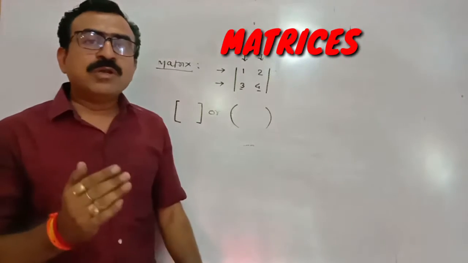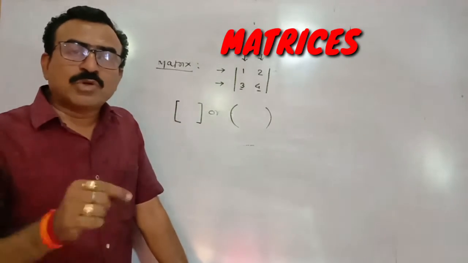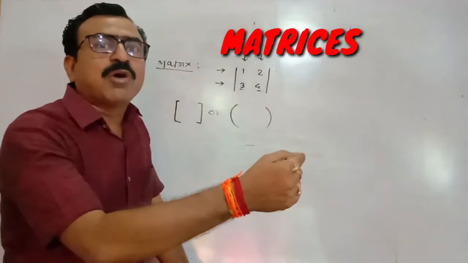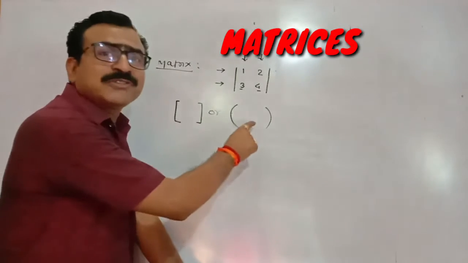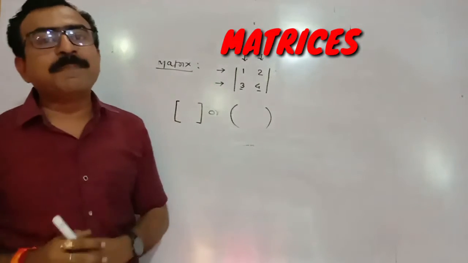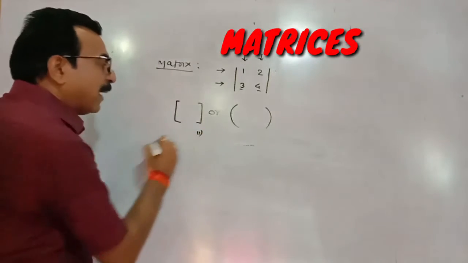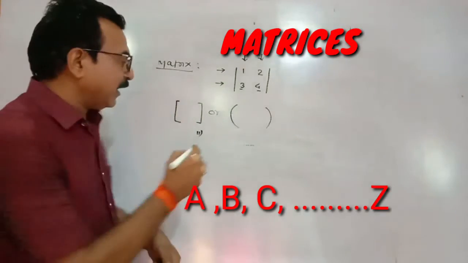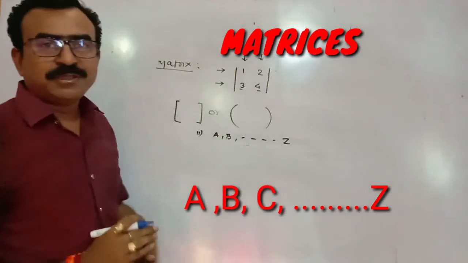Understood? So let me repeat once again the definition of matrix. The arrangement of numbers in rows and columns enclosed between square brackets or simple brackets is called a matrix. Understood? So friend, a matrix is always denoted by a capital letter like A, B, C up to Z. Okay?